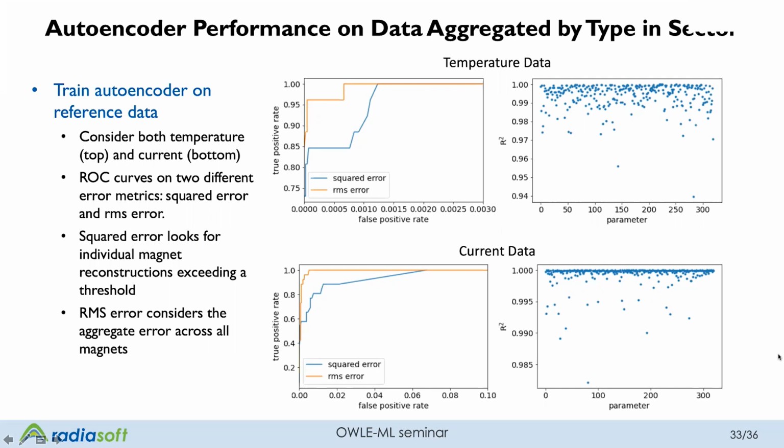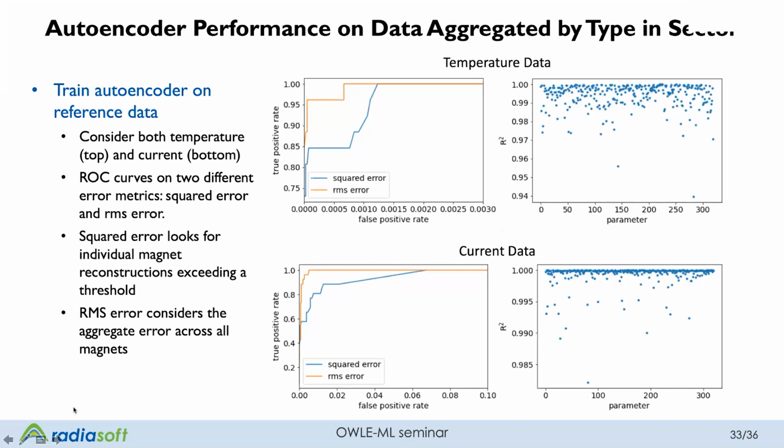Looking at current and temperature, it definitely has an effect, right? So if you look at these ROC curves, when we look at temperature data, the false positive rate's a lot lower than it is for just looking at the current data. So that indicates that the temperature information is more informative in terms of identifying these faults than just looking at the magnet current by itself. And then in general, using RMS error as opposed to just a squared error is a better indicator of identifying whether or not a fault occurs.